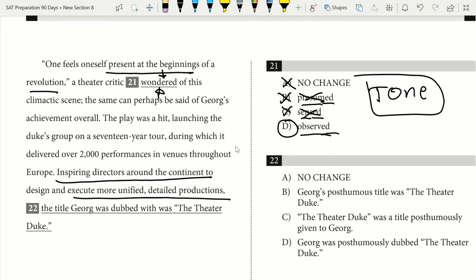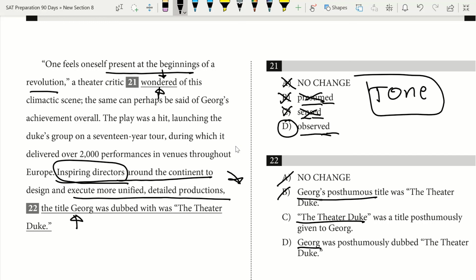So I'll go ahead and show you how I know that. We have inspiring directors around the continent to design and execute more unified detailed productions, comma. All right, well, who's doing that? Who is inspiring these directors around the world to design and execute more unified detailed productions? Well, that's going to be George, okay? We can't say the theater duke. We can't say George's posthumous title, and we can't say the title George. We have to say George.